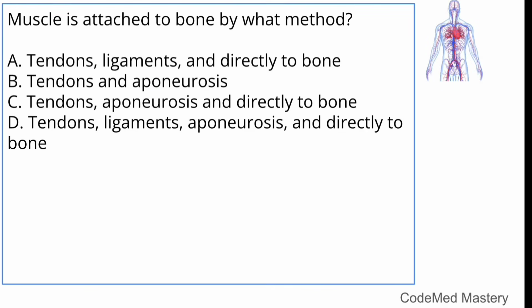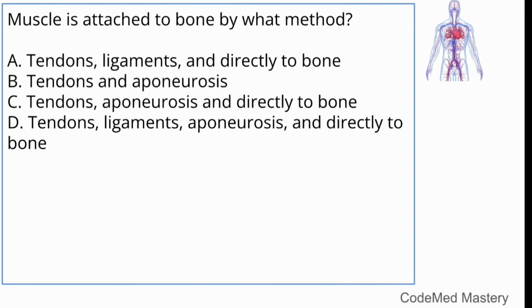This is the first question. Muscle is attached to bone by what method? Option A, tendons, ligaments and directly to bone. Option B, tendons and aponeurosis. Option C, tendons, aponeurosis and directly to the bone. Option D, tendons, ligaments, aponeurosis and directly to bone.